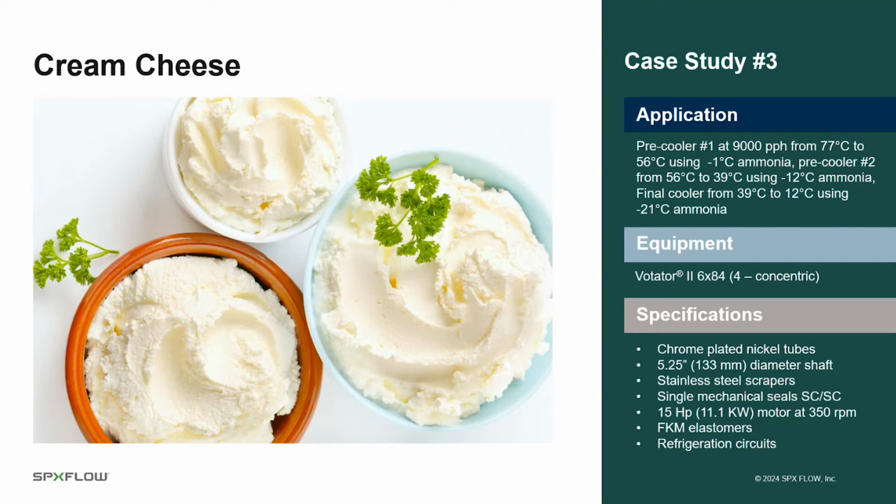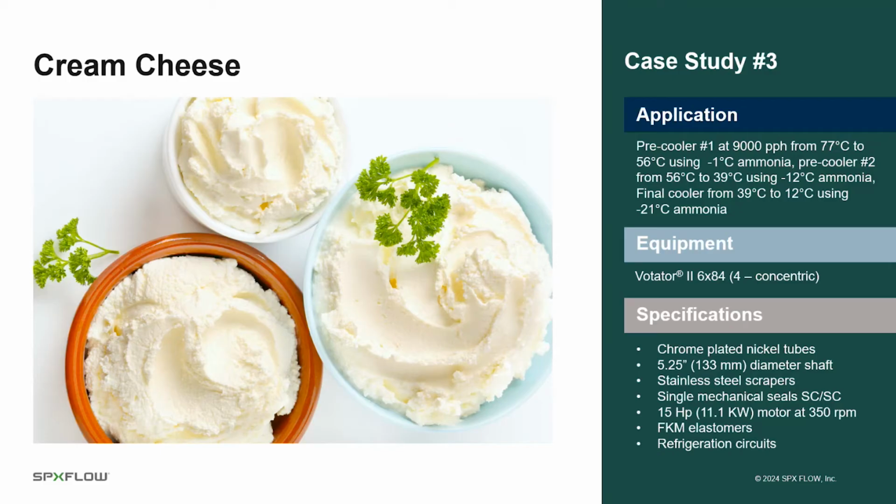This particular customer has a pre-cooler involved as well as ammonia, and they've broken it down into various stages. So you can see here from 77C to 56 with -1C ammonia. Then they get into pre-cooler section 2, where they take it down a step further to 39C with a -12C ammonia, and then in a final cooler. And they just keep bringing it down in stages.